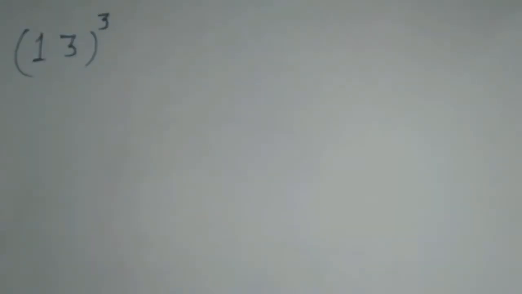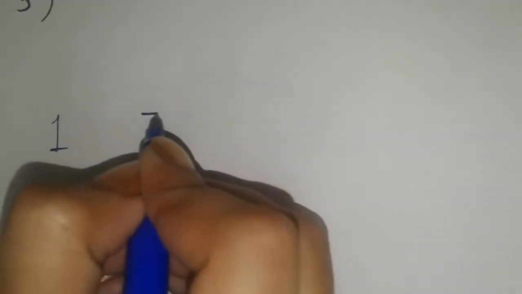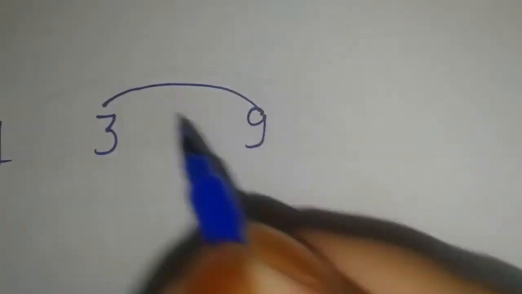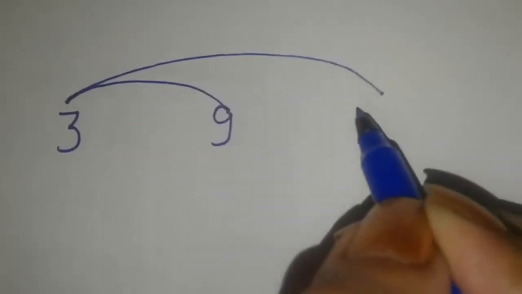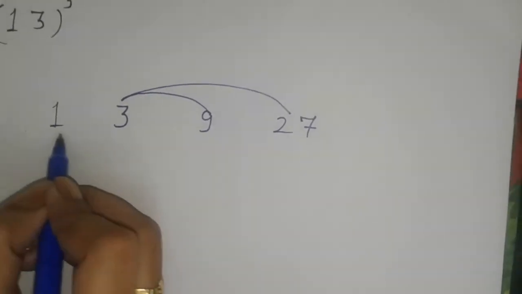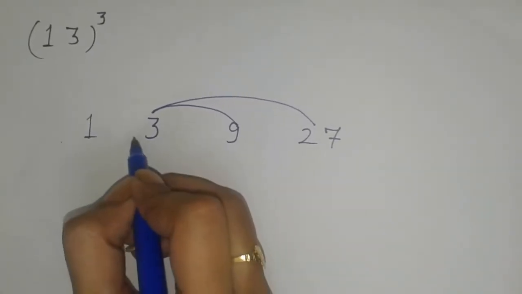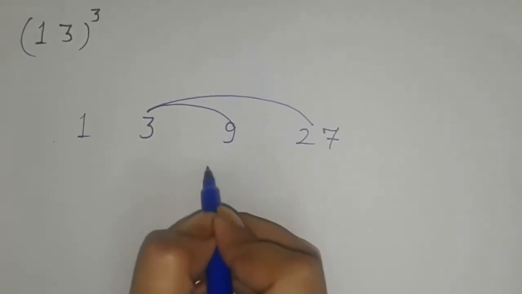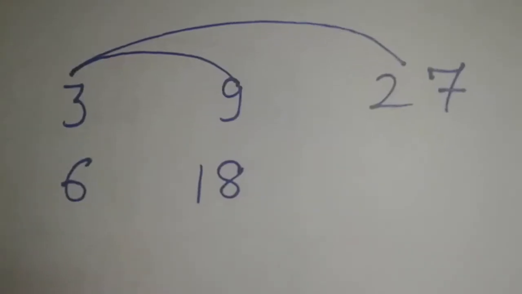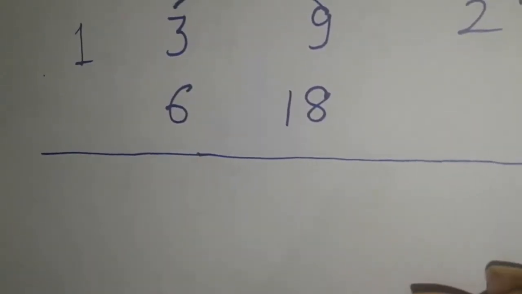Now let's take 13. Now write both the digits, 1 and 3. Now what to do? Square of 3, that is 9. Next, cube of 3, that is 27. Nothing to do with 27, nothing to do with 1. Now double the middle two digits. What is double of 9? That is 18. What is double of 3? That is 6.